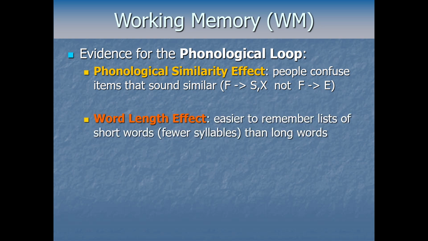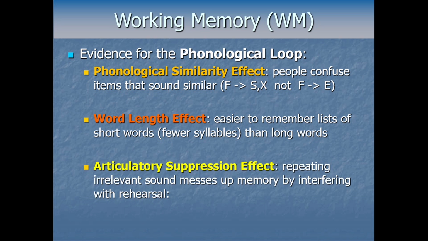There's also something called the word length effect. Turns out it is easier to remember lists of short words, and by short I mean ones that have fewer syllables, than long words, meaning ones with lots of syllables. And specifically, we've shown that this is because it takes more time to rehearse the long words. With short words, we can remember the list better because we can repeat more of those words in a given amount of time than if we had words that took longer to pronounce. Those we don't remember as well, specifically because we get fewer chances to rehearse them before the timer runs out.